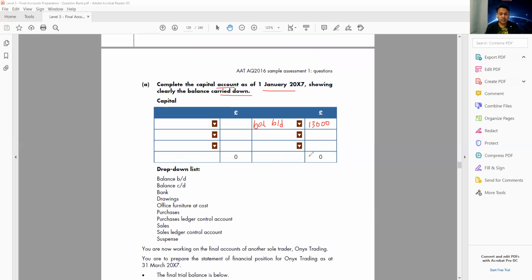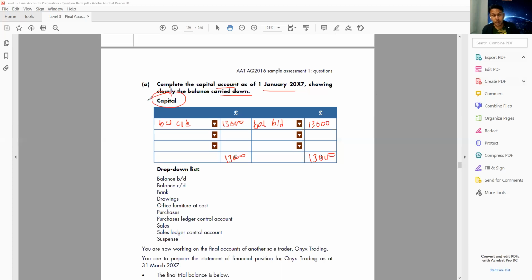So that's not the capital. That's the only capital I have introduced to the business. So that's my balance BD. This is my total. And that's my balance CD. 13,000. That's it. That's a very simple question, just to identify how much is the capital.